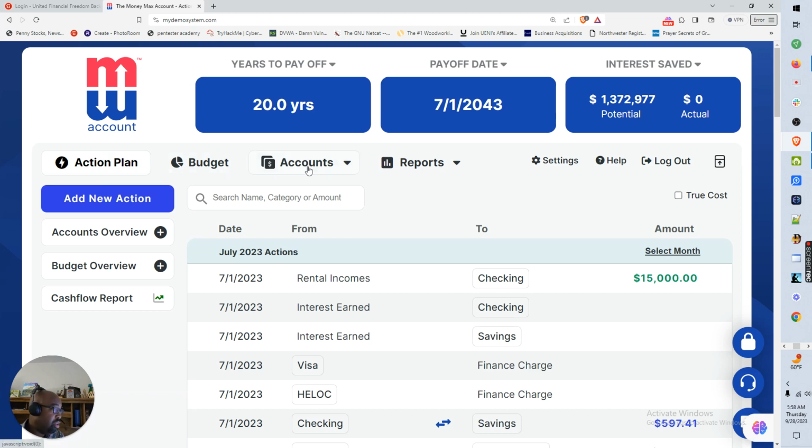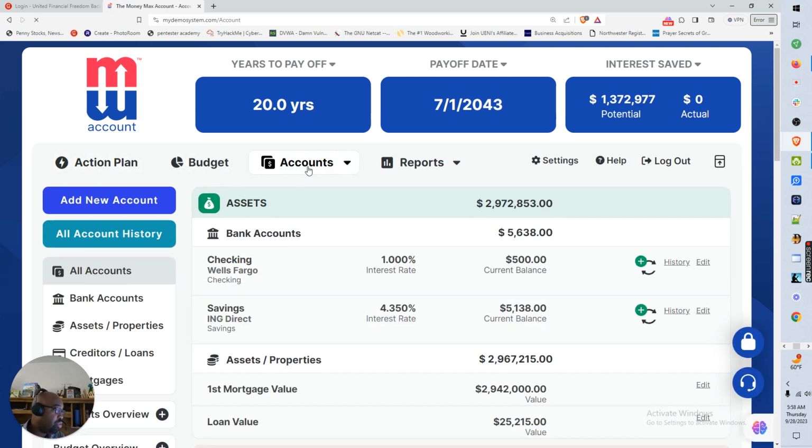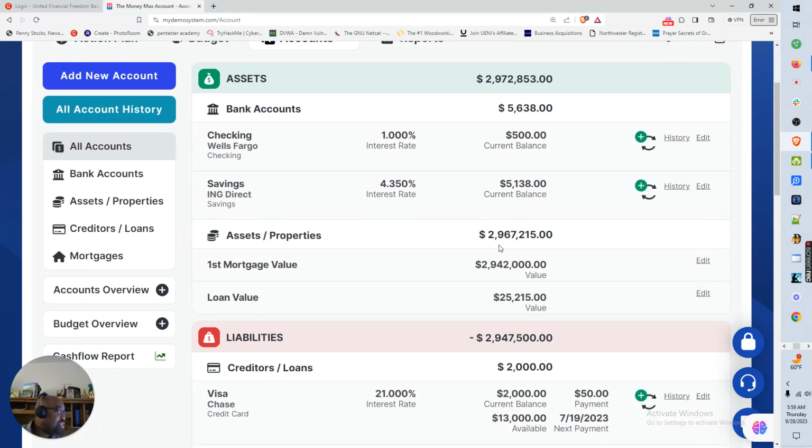As far as the rentals go, let's go ahead and look at them, because they got 10. Ten mortgages, and of course one of them they live in. Look at the checking account. They only got $500 in there. The savings, they got a bit more, $5,138. Look at the assets and properties, and you may be thinking, man, that's not me. But it can be, is what we want to focus on. Over 2.9 million in assets. These are properties that pay them.